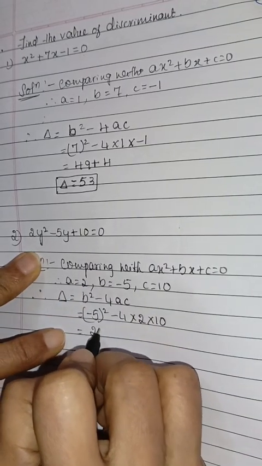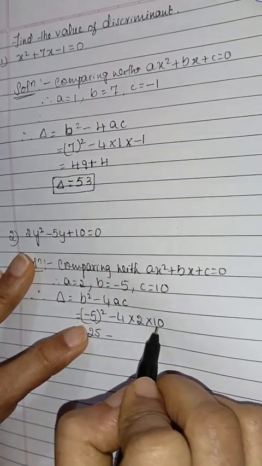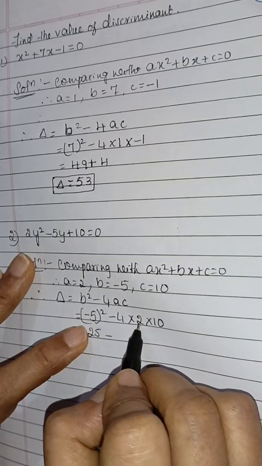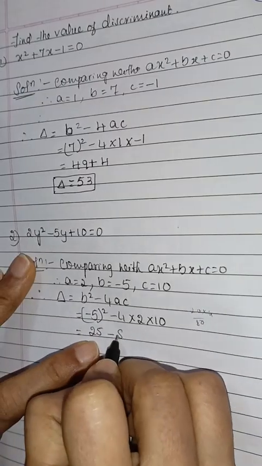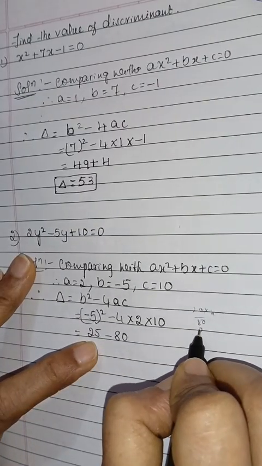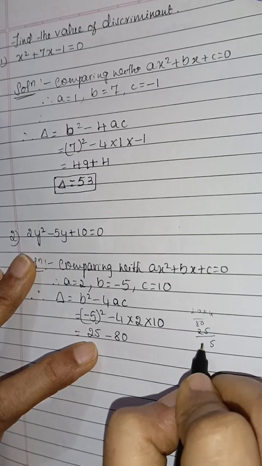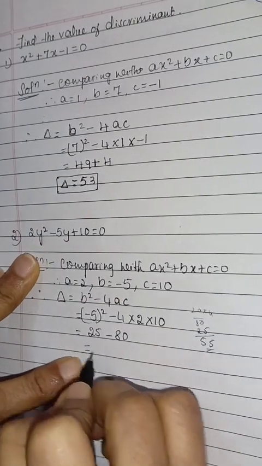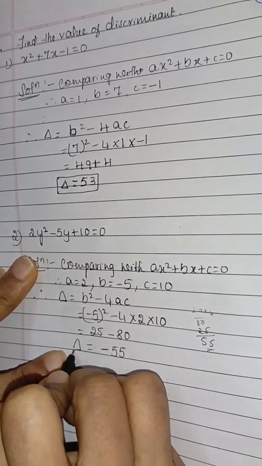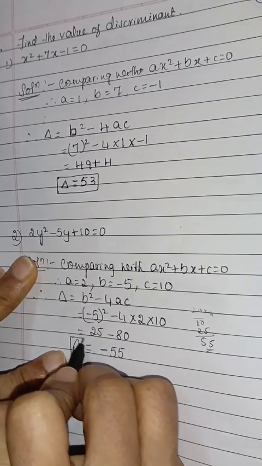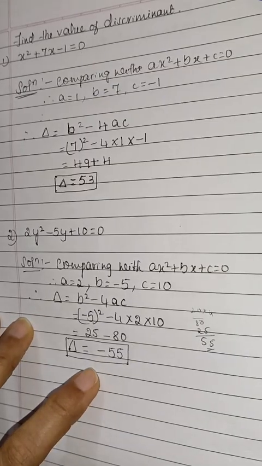that is -5 multiplied by -5 is plus, no? So therefore 5 5s are 25 minus 4 2s are 8, 8 10s are 80. 20 multiplied by 4 is 80, therefore -80 plus 25, so answer is -55, that is delta, discriminant is, okay, delta is -55.